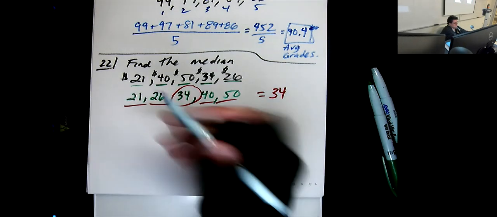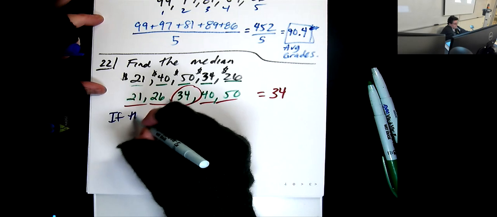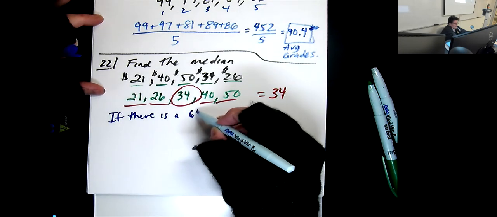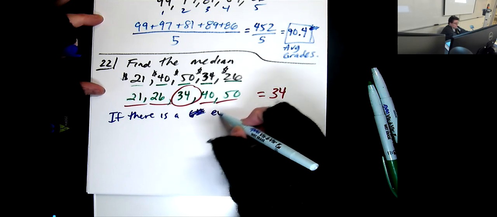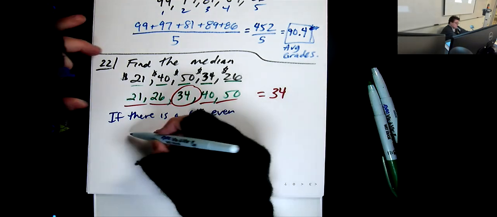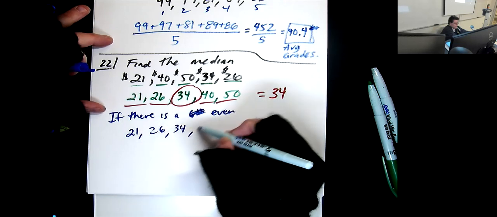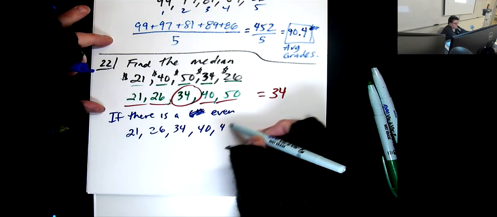If there is a sixth number, or an even number, I should say. Let's say it was 21, 26, 34, 40, 48, and 50.